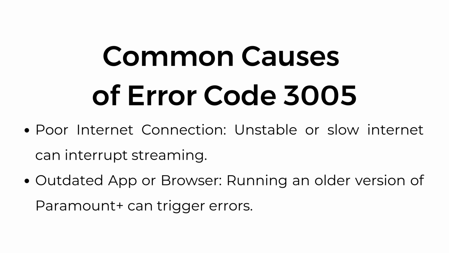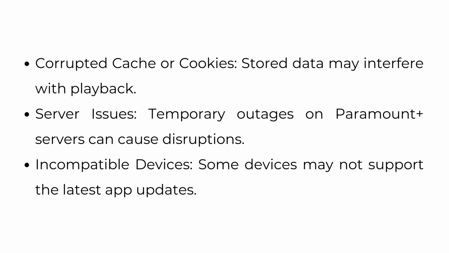Poor internet connection: unstable or slow internet can interrupt streaming. Outdated app or browser: running an older version of Paramount Plus can trigger errors. Corrupted cache or cookies: stored data may interfere with playback. Server issues: temporary outages on Paramount Plus servers can cause disruptions. Incompatible devices: some devices may not support the latest app updates.